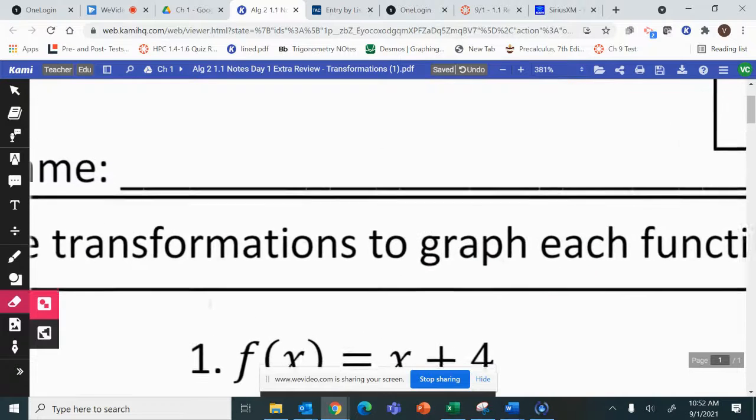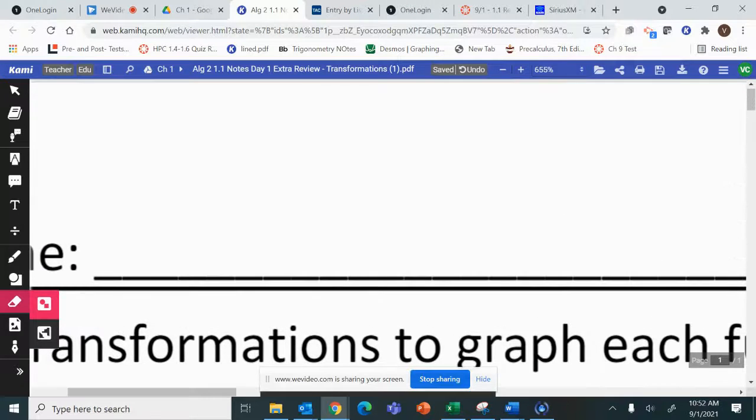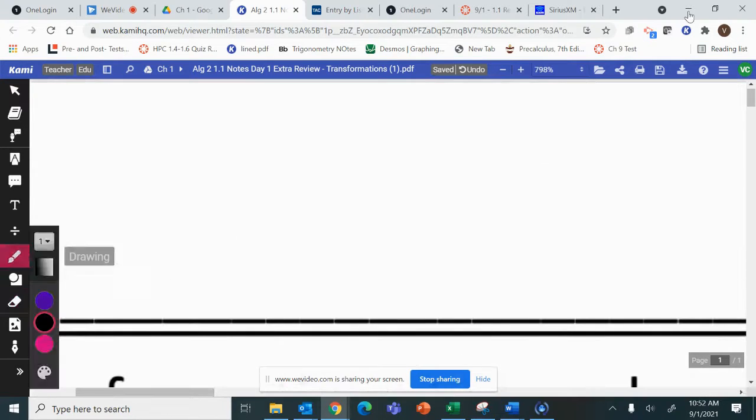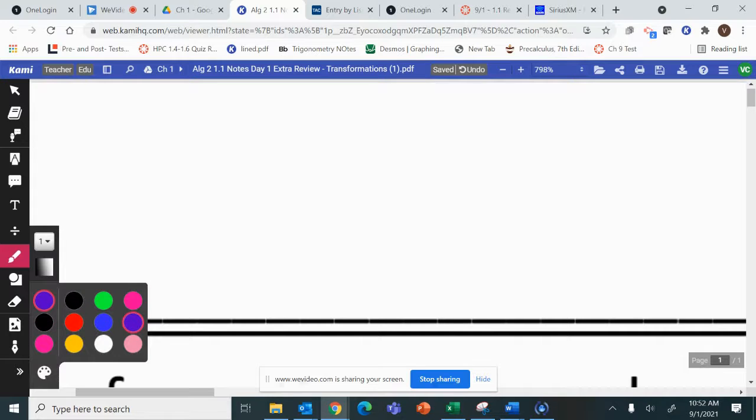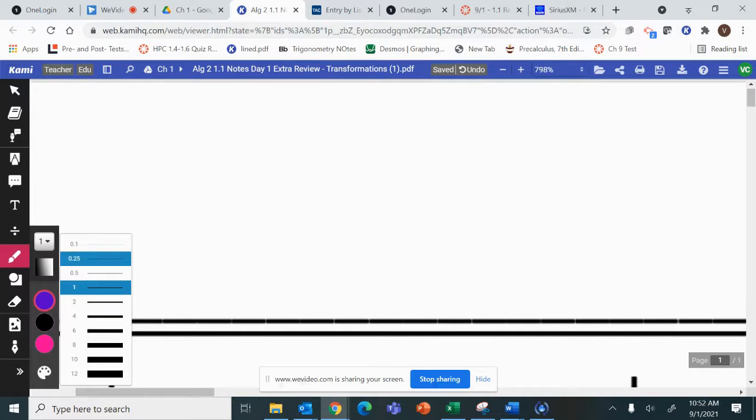And if you are doing this on paper, may I suggest you walk up here and get the graph paper. It's in the very top bin. If you're doing it on regular paper, use the graph paper because that's what we're doing today. Just a quick transformation review.